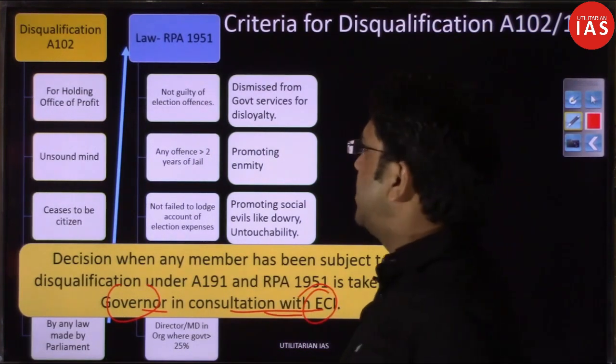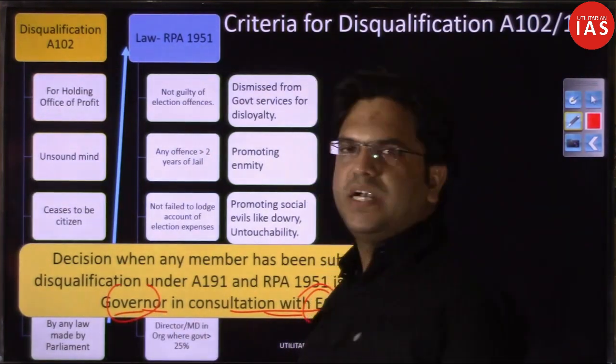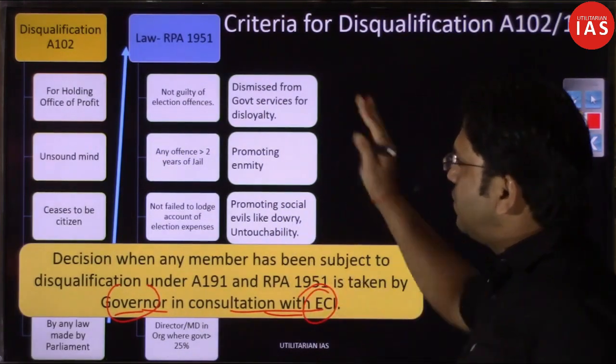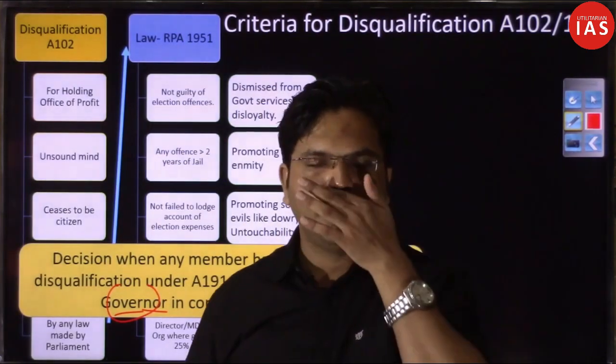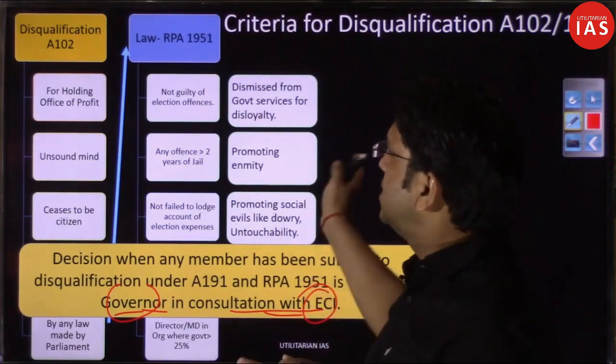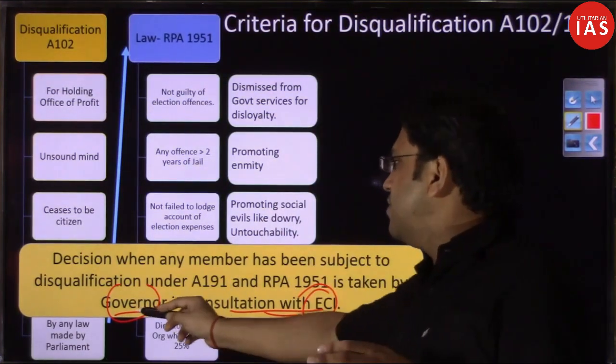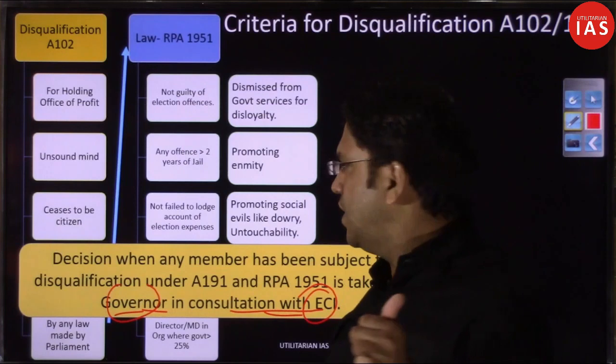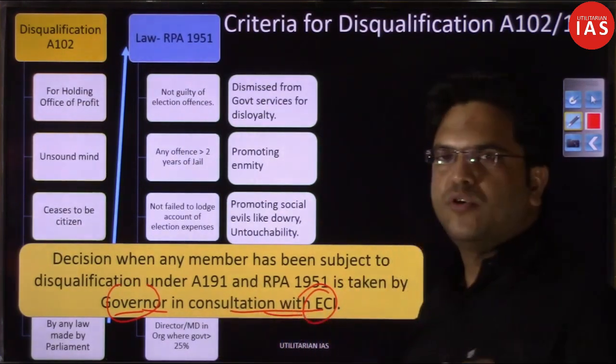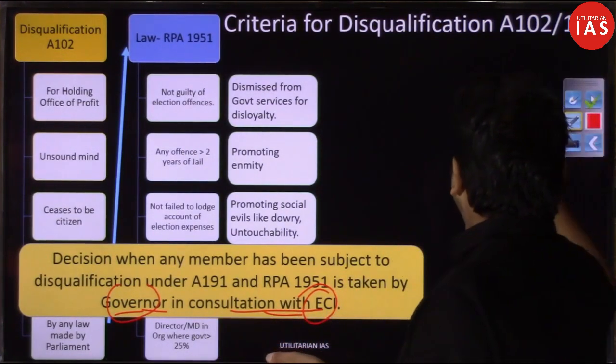At the central level, the President will take the decision whether a particular member has fallen into this category and should be subjected to the disqualification parameters or not. That decision will be taken by the President at the central level, in consultation again with the same body, that is the ECI. So here we are wrapping up this lecture.